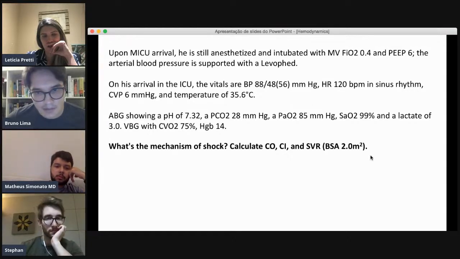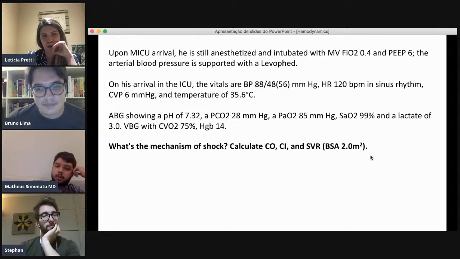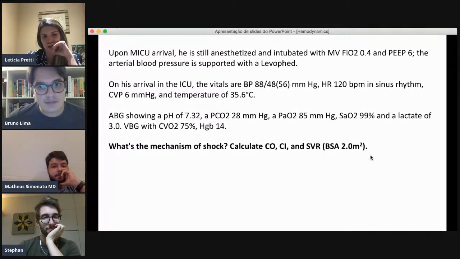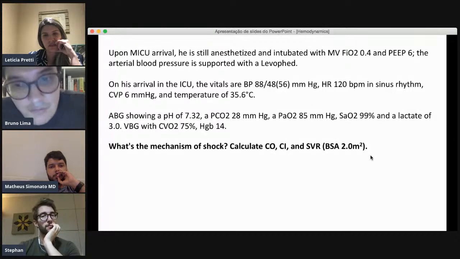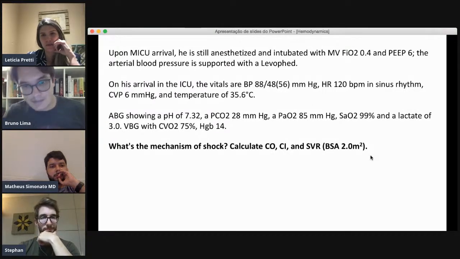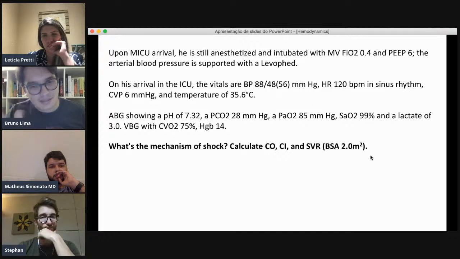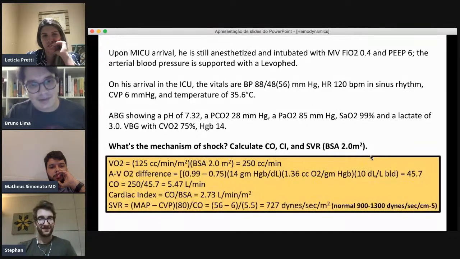So what's the mechanism of shock for this guy? Can you guys tell me? Distributive, yeah, septic shock, right? Based on the information that I have here, can you estimate his cardiac output, his cardiac index, and his systemic vascular resistance, okay? Can you do that? I'm not gonna wait too much here. I'm just gonna go over, okay?